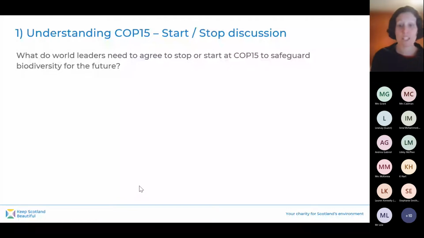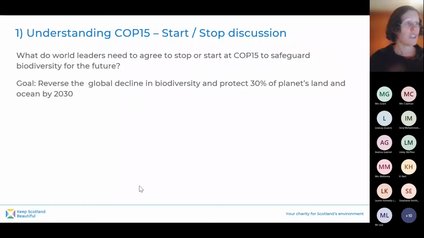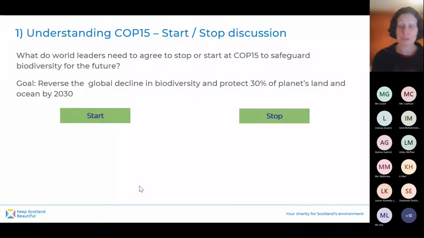So the question would be, from a global perspective, what do world leaders need to agree to stop or start at COP15 to safeguard biodiversity for the future? And then you can come up with a goal. For COP15, we might say on a global scale, we want to reverse the global decline in biodiversity and protect 30% of the planet's land and ocean by 2030. So that's that 30 by 30 goal. And then you ask your children and young people, what do you want to start doing? What do you think we should stop doing? And you can give them time to come up with examples.